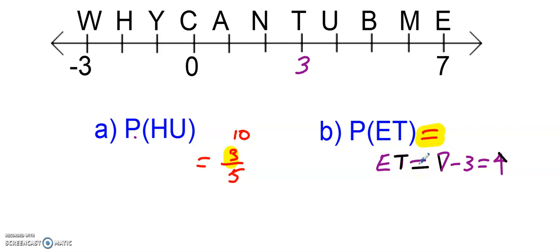And we've already established that the length of the whole problem here is 10. So the probability of getting a point that's between E and T would be 4/10, which reduces to 2/5. Okay, and there's some examples of some probability involving segments. Now let's take a look at some areas.